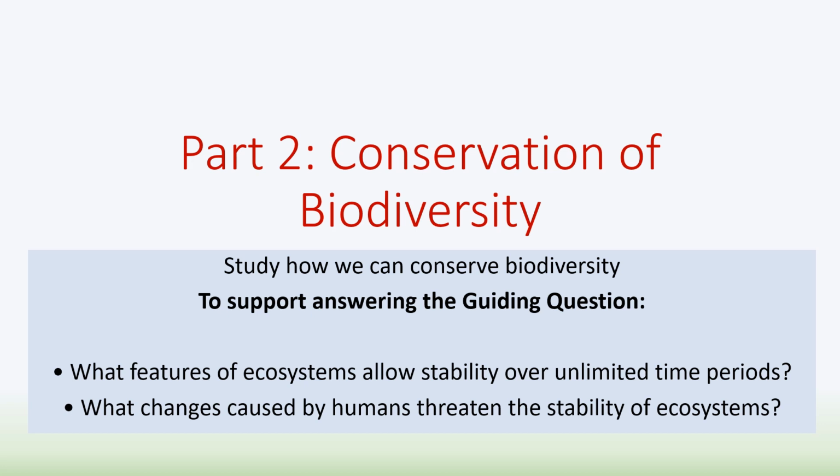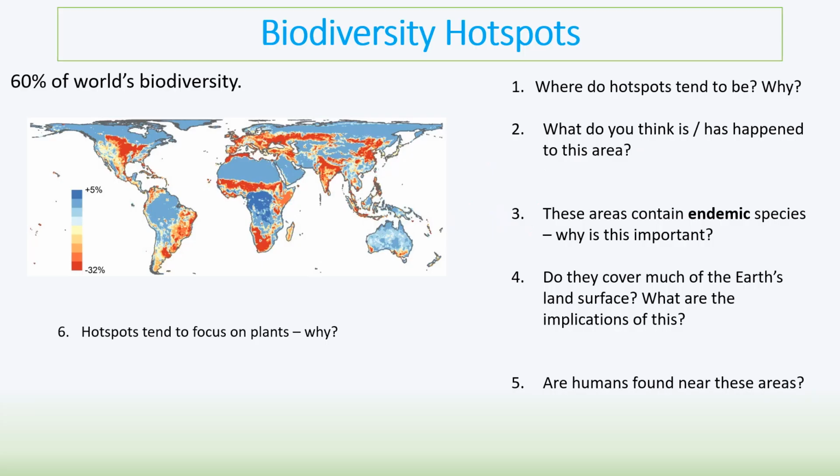Okay, so part 2 then is looking at, well, how do we do conservation of biodiversity? What can we do to support the stability of ecosystems and to conserve biodiversity? So biodiversity, as we've said before, is 60% of it found in what we call hotspots, which you can see on this red map. Unfortunately, the hotspots are the areas generally where the biodiversity is being wiped out.